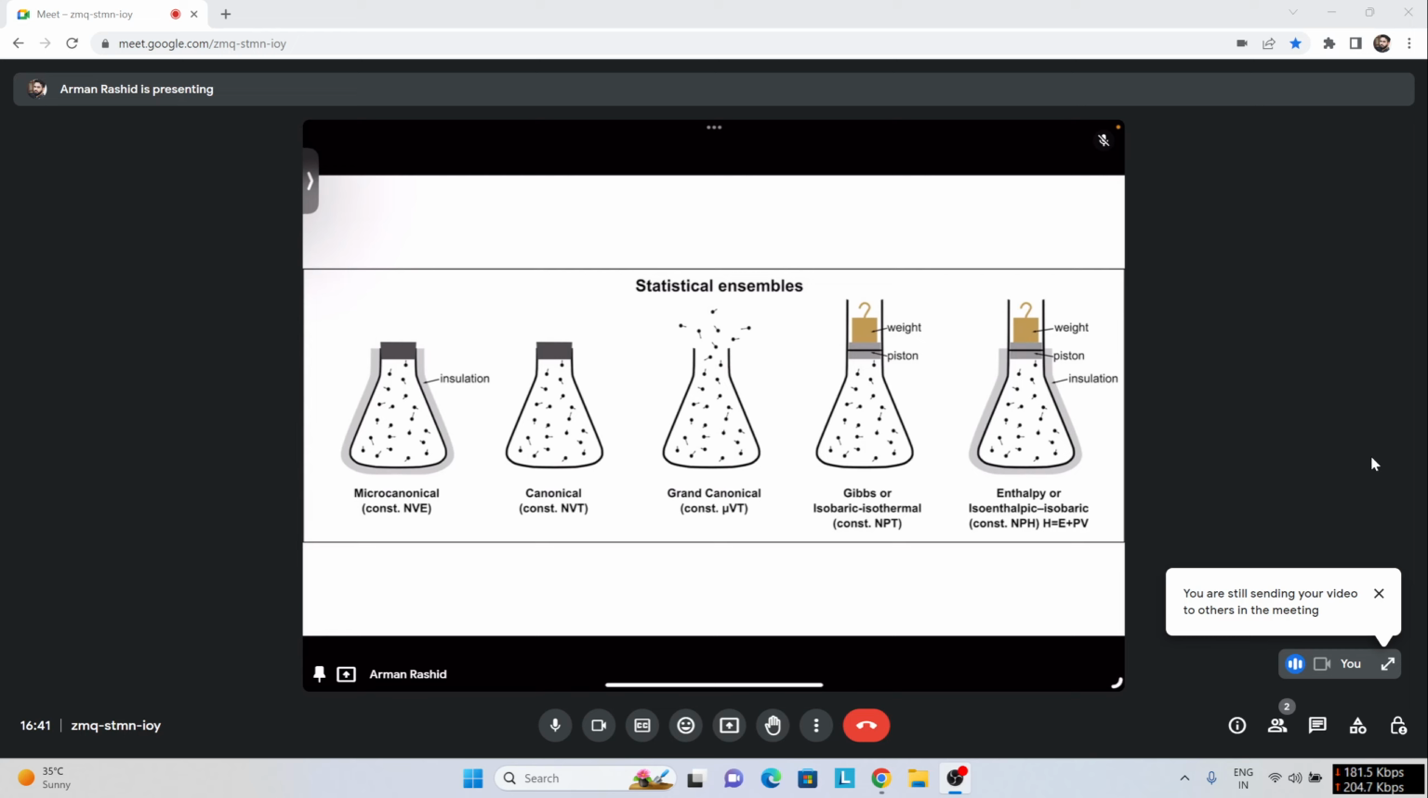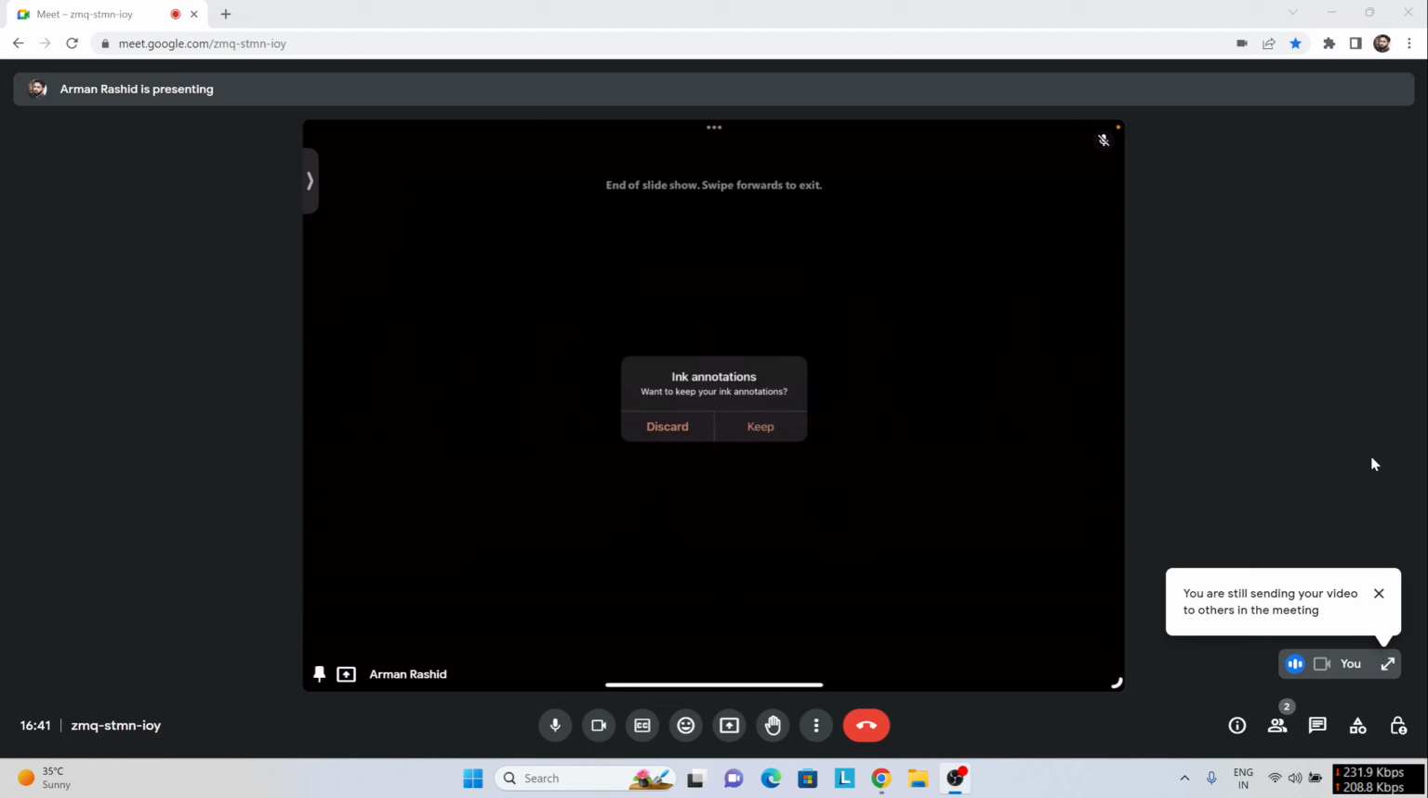Then we have the Gibbs ensemble, which has constant number, constant pressure, and constant temperature, where there is no constant volume. And then we have the enthalpy ensemble, where we have constant number, constant pressure, and constant enthalpy. Okay, so these are called the different types of canonical systems.